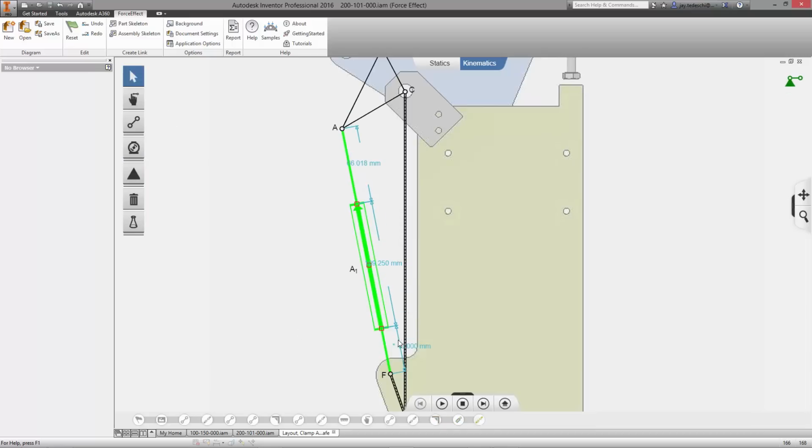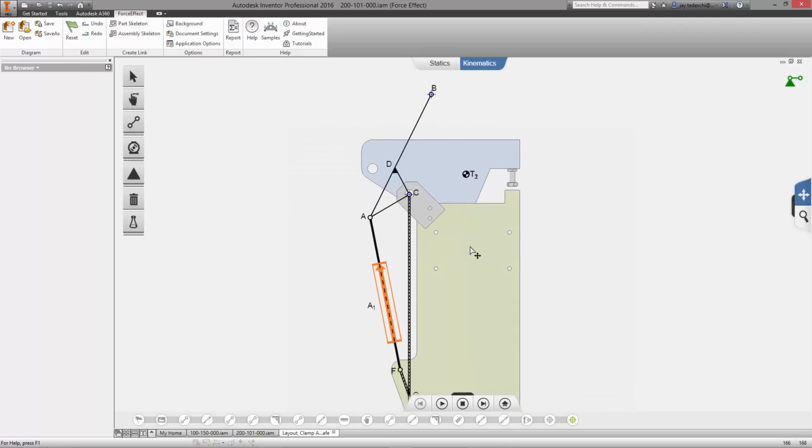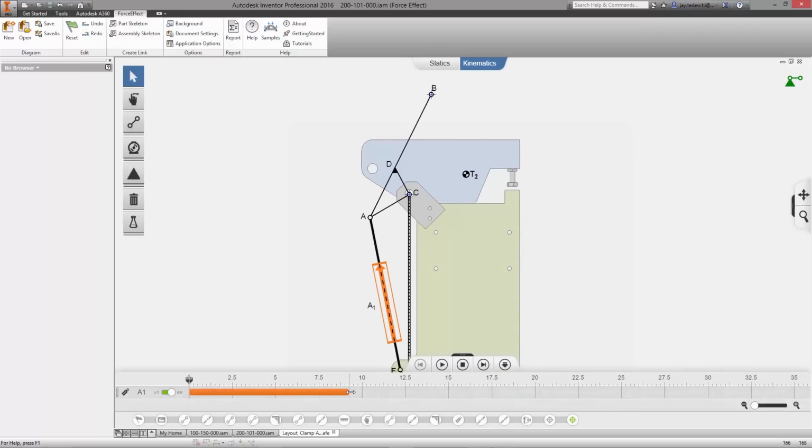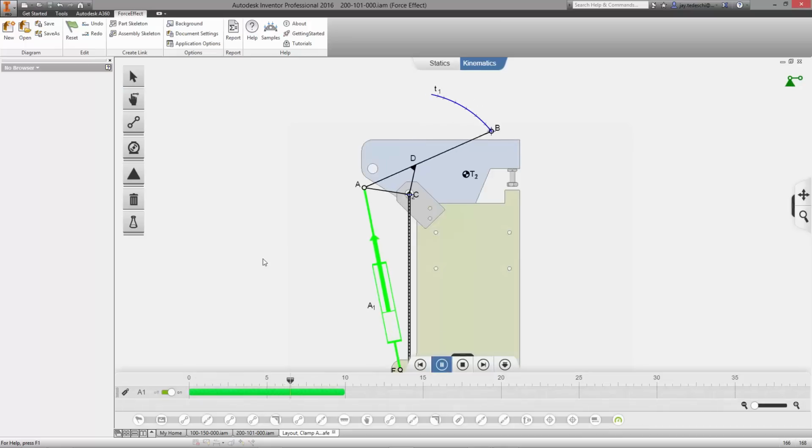You can add rotational and linear actuators and even trace points to calculate the speed, acceleration, and effort needed to drive that particular device. ForceEffect and ForceEffect Motion connect the field and office with integrated engineering tools.